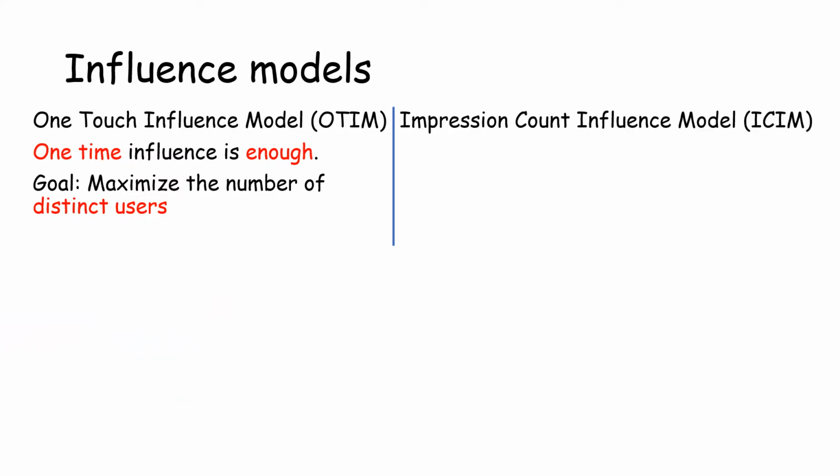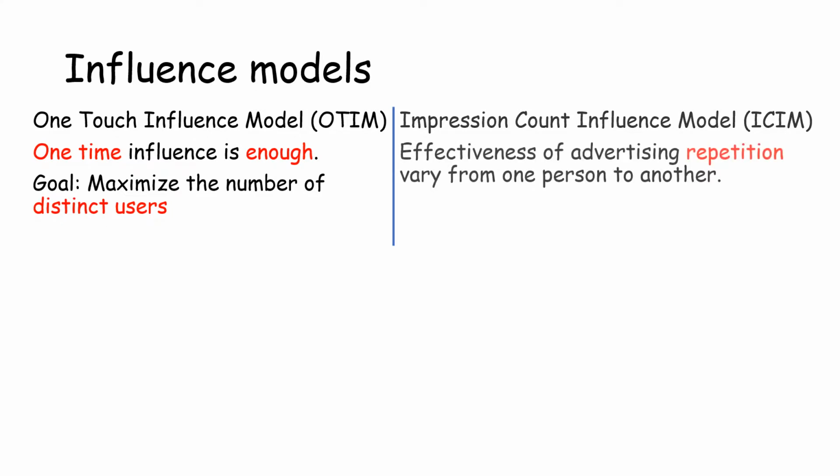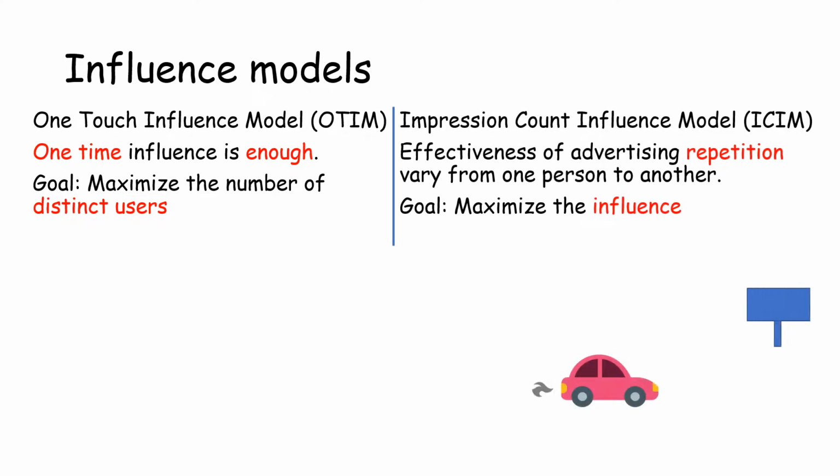The second influence model is ICIM. It is based on the observation that the effectiveness of advertising repetition varies from one person to another. Our goal is to maximize the influence of advertising based on ICIM. We assume that the influence of billboards is small when an audience has only seen the advertising a few times, while it will increase dramatically upon seeing more, which means we need to influence audiences multiple times. Therefore, we build ICIM based on the logistic function, since it is widely adopted in the advertisement market.